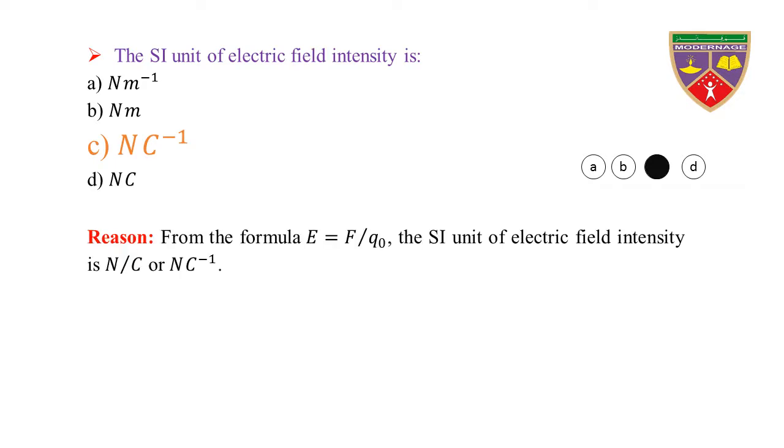Reason: from the formula E = F / q₀, the SI unit of electric field intensity is Newton per coulomb, because Newton is the unit of force and coulomb is the unit of charge. Hence, the SI unit of electric field intensity is Newton per coulomb.